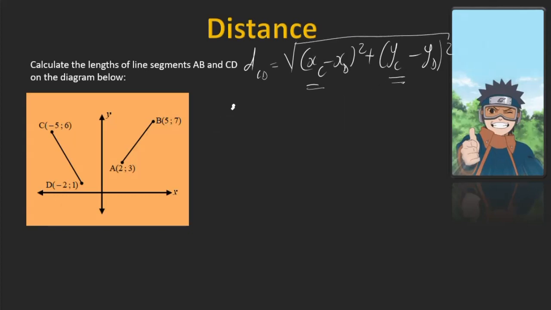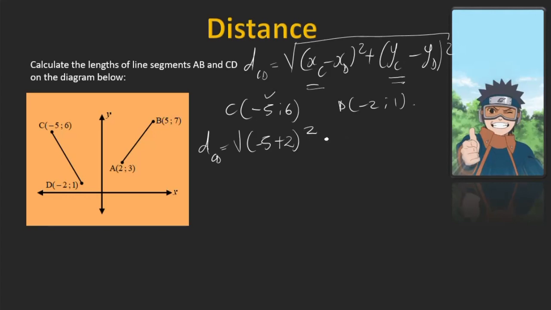Then you write down your coordinates. My coordinates for C, according to this diagram, are -5 and 6. My coordinates for D, according to this diagram, are -2 and 1. Then we go to substitution. My distance for CD is going to be equal to my x at C, which is -5, minus my x at D, which is -2, which makes this positive.